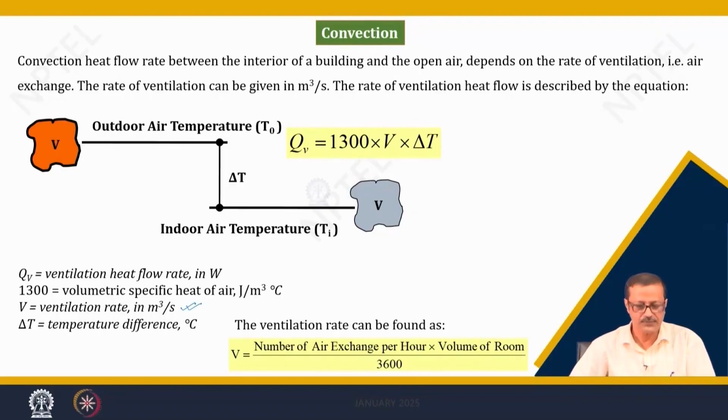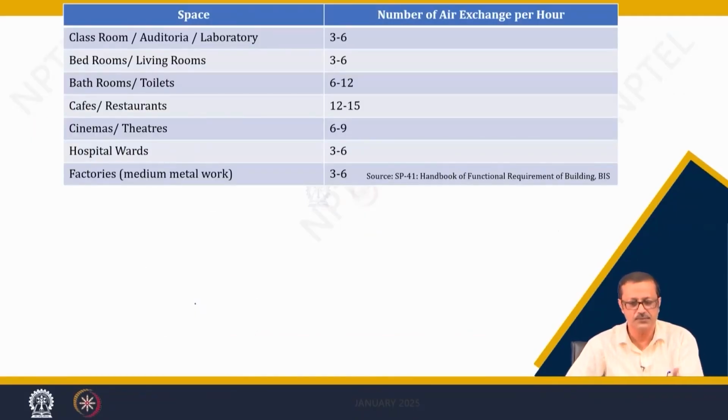Number of air exchanges is another issue. We have said that we need some kind of air exchange per hour, and if I know the volume of the room, I can find the rate of air exchange as the number of exchanges multiplied by the volume of the room, divided by 360. Some of this is also in SP 41, and the same thing has been given in the NBC.